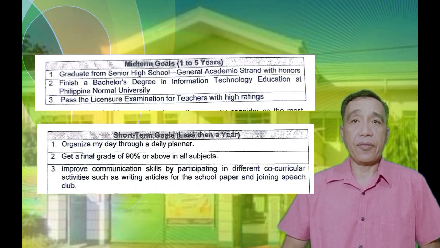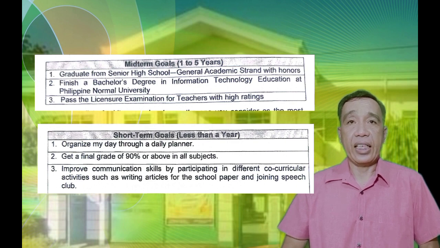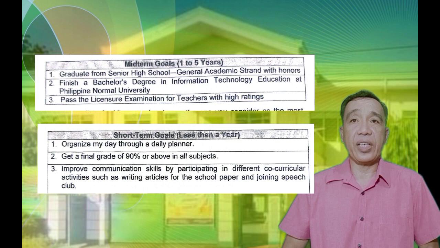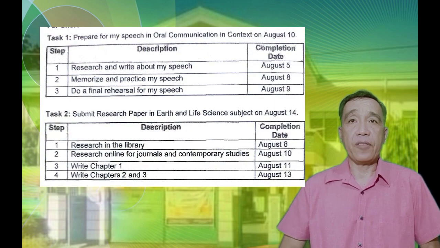Number 2, get a final grade of 90% or above in all subjects. And number 3, improve communication skills by participating in different co-curricular activities such as writing articles for the school paper and joining speech club. Task 1, prepare for my speech in oral communication in context on August 10.